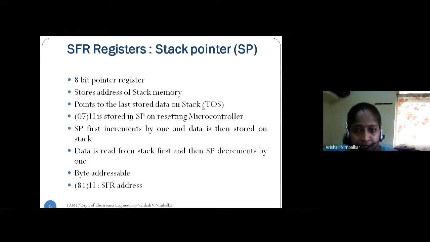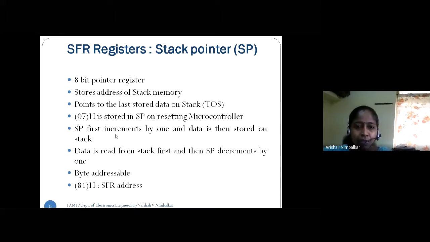So these are few notations related to stack: top of stack, bottom of stack, middle of stack. Is that okay? Right? We will see that. So stack pointer always points to the top of stack, meaning the last data that is stored on stack. The next point, when we reset microcontroller, 07 hex gets automatically stored in stack pointer register. We do not do this. That happens automatically. So once we reset microcontroller, the stack pointer gets loaded with address 07 hex.